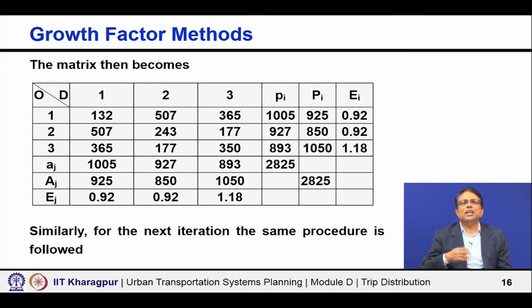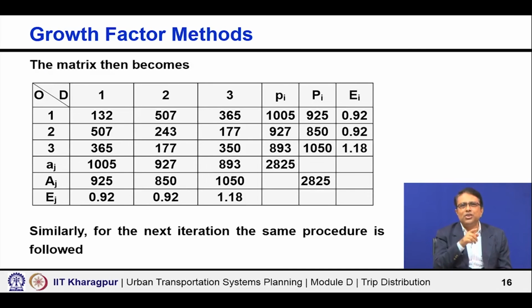So, we have to go for the next iteration. What will we do? As you started the iteration with an initial matrix and then you had the target totals and the growth factor at the origin end and the destination end, and then you updated it.